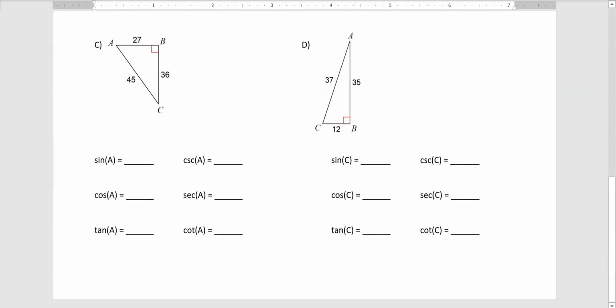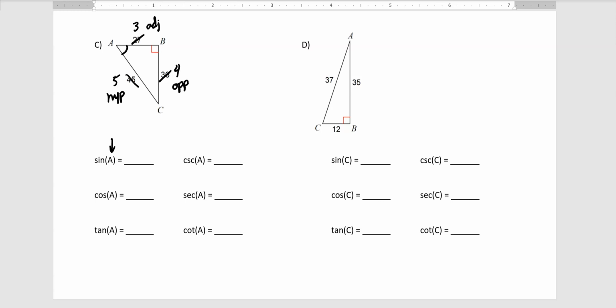Look at the numbers we have here: 27, 36, 45. This is similar to the ones in the notes. All of these are multiples of 9. So let's go ahead and divide these out to 3, 4, and 5. That'll make things easier when we're looking to find all the ratios for angle A. So this would be our opposite, this would be our adjacent, and this would be our hypotenuse.